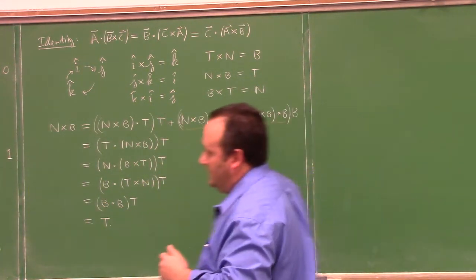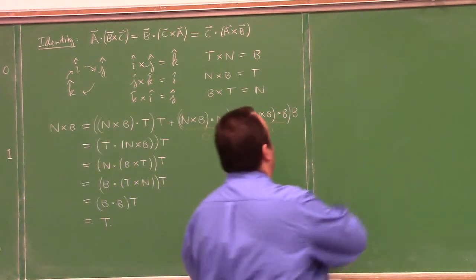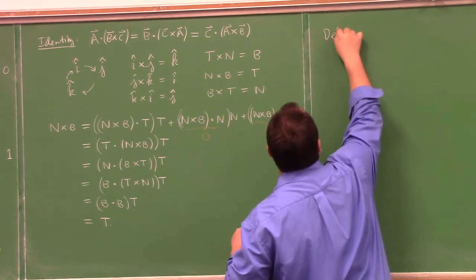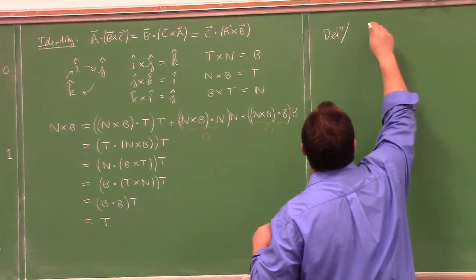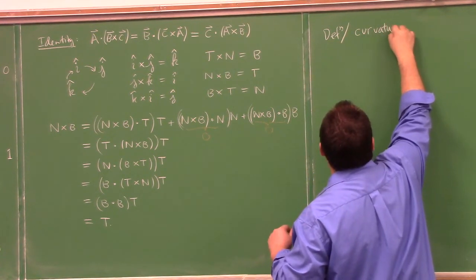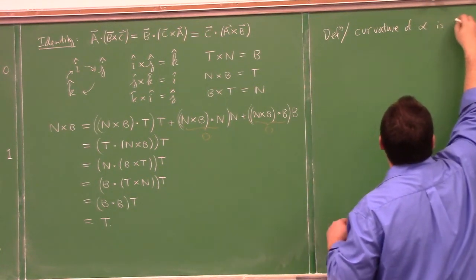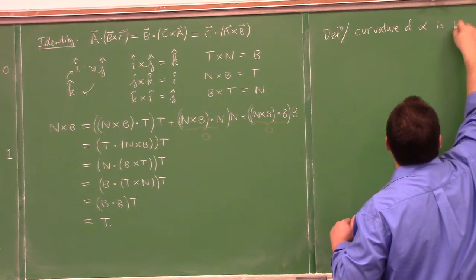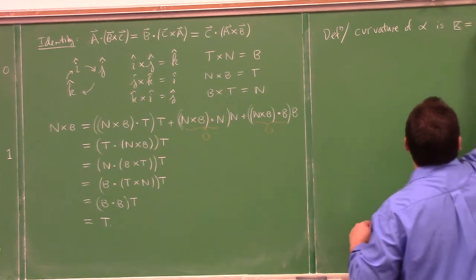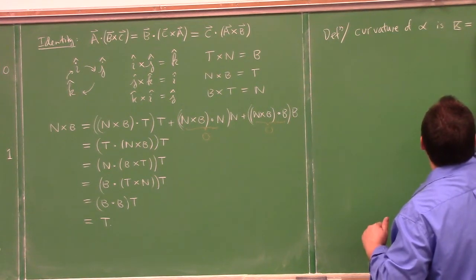So one thing I need to define, and we could have defined this already, but I just didn't yet. And so here it is. Definition: the curvature of alpha is denoted by kappa, and that is equal to the magnitude of dT/ds.